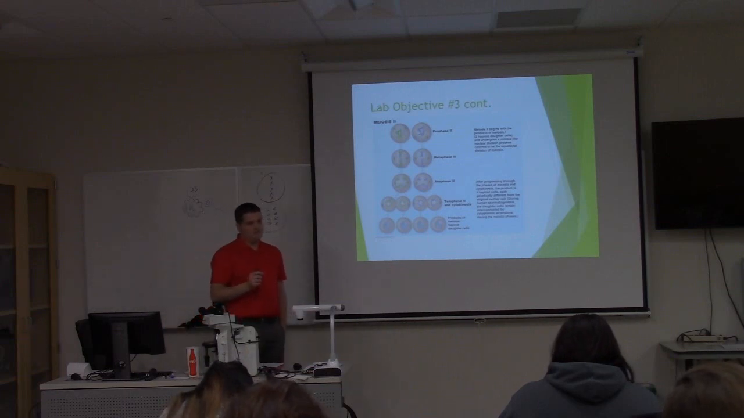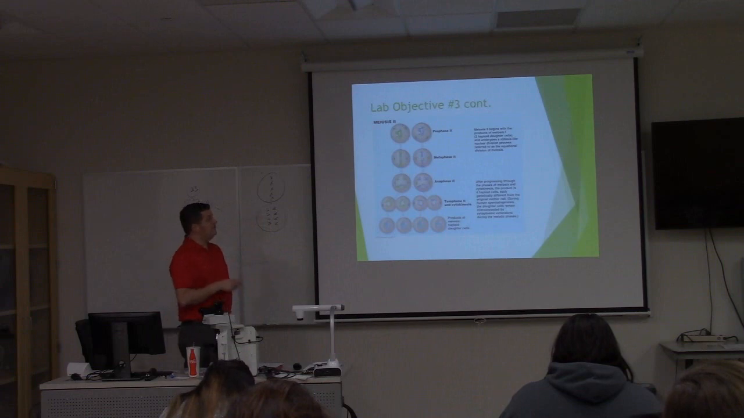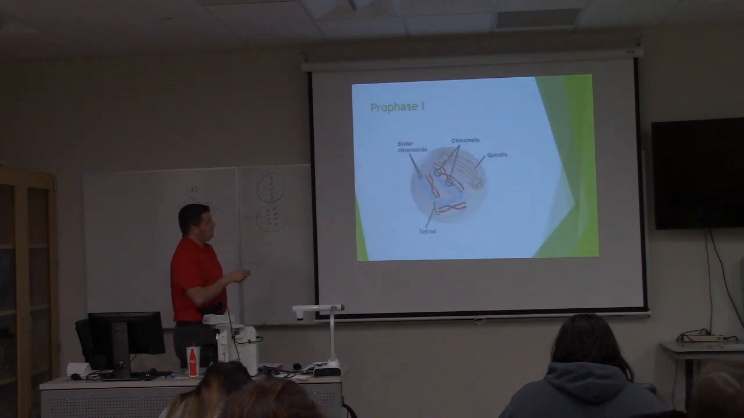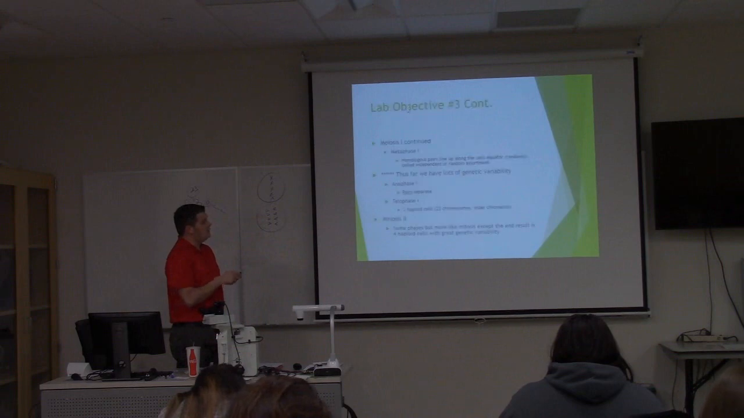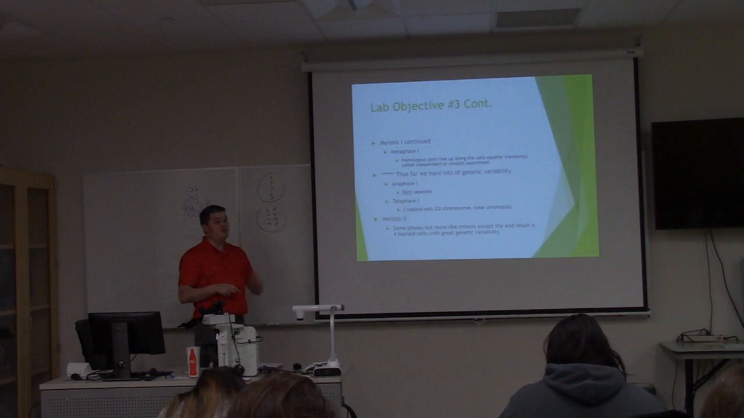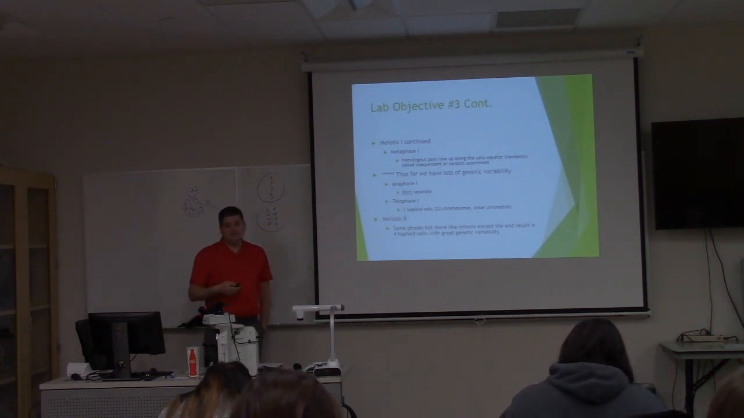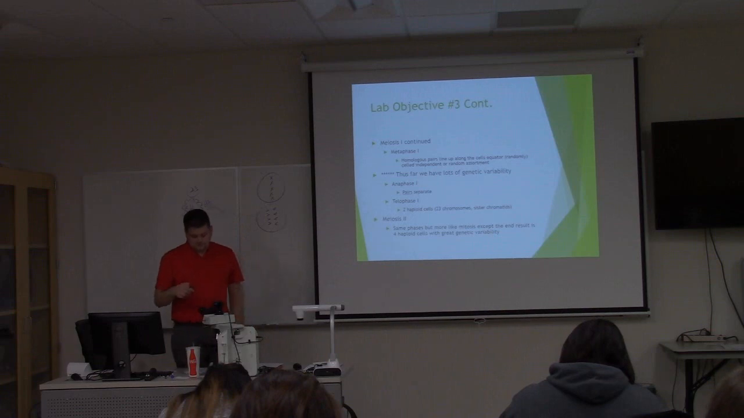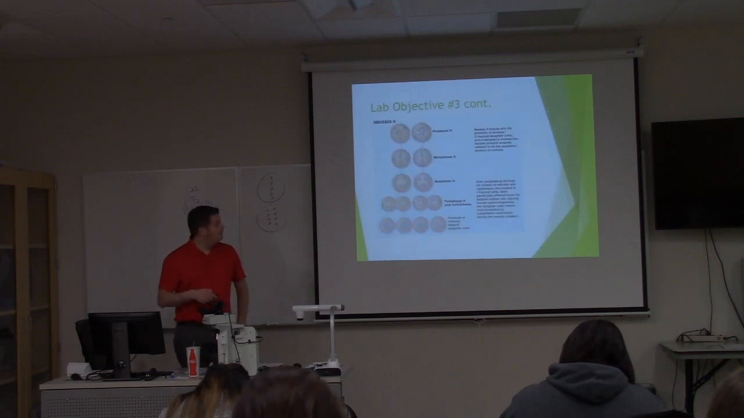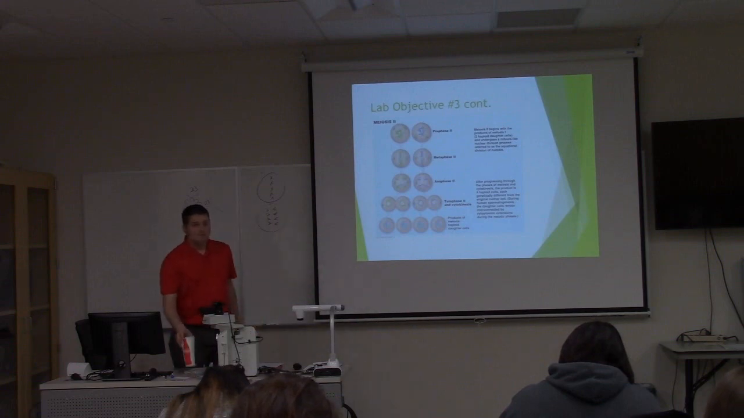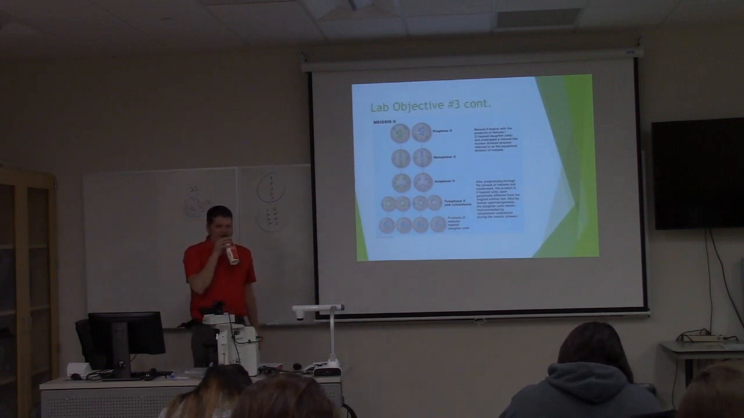And because of a few things, actually. Because of the crossover and the random assortment in metaphase 1, yes. So we've got two things that are causing this genetic variability. Questions? Anything I can go back to? This gets a little confusing when you got all these chromosomes running all over.